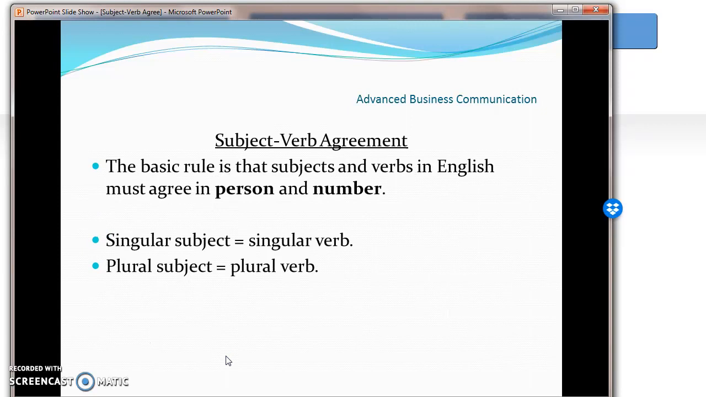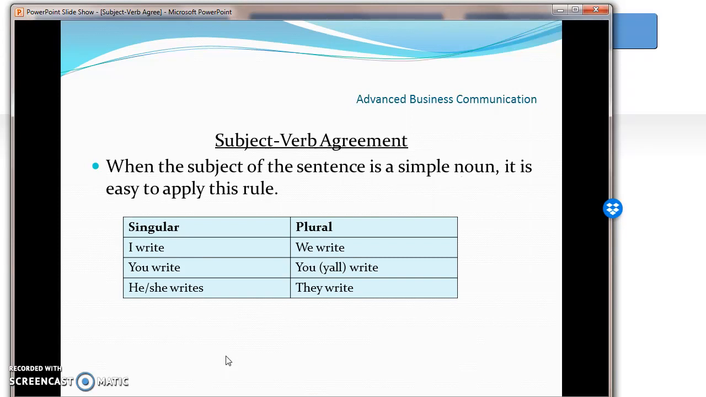Okay, so let's start with subject-verb agreement. The basic rule is that the subject and verbs in English have to agree in person and number. Singular subject gets a singular verb, plural subject, plural verb. When the subject of the sentence is a simple noun, it's easy to apply this rule, and our system for conjugating verbs is very simple in English. If any of y'all have studied another language, you'll know what I'm talking about. For us, it's I write, you write, he or she writes, but then all the others are just write: we write, you write, y'all write, they write, in the present tense.